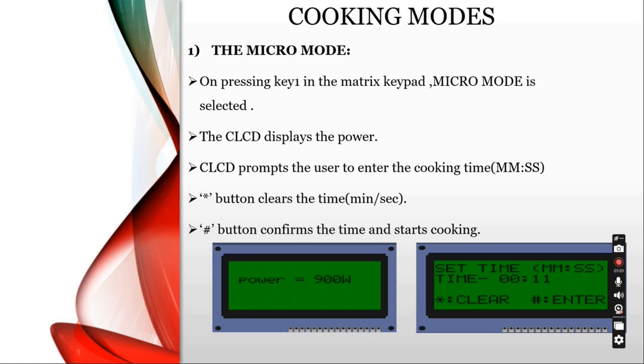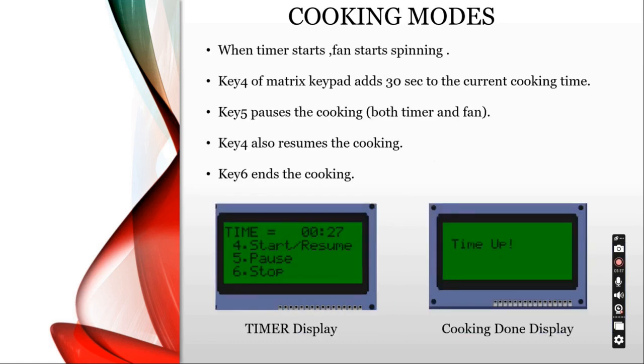The first mode, the micro mode. On pressing key 1 on the matrix keypad, the micro mode is selected. The CLCD displays the power. The CLCD prompts the user to enter the cooking time. The asterisk button clears the time. The hashtag button confirms the time and starts cooking.